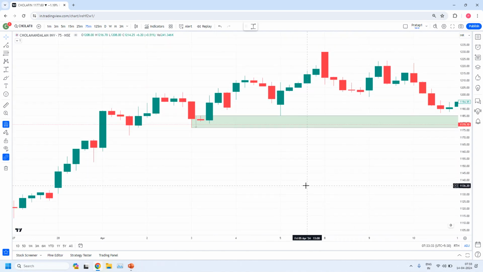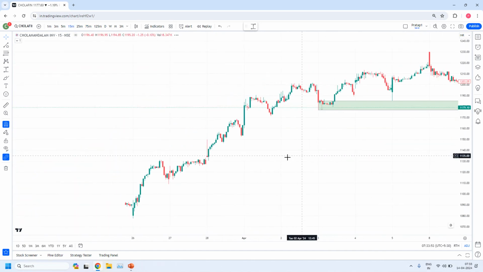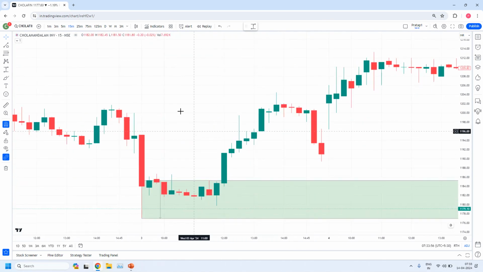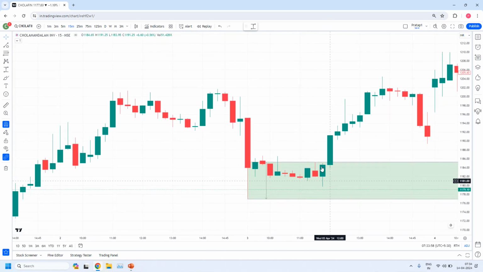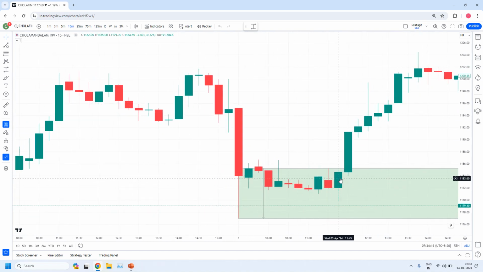Now what you have to do, we need to fine tune this zone till the 5 minutes level. And we need to identify a fresh fine tuned 5 minute zone. So I am changing the time frame to 15 minutes time frame. Now I should find a 15-minute zone that is overlapped with this 75-minute zone. This entire zone is a 75-minute zone. But now we changed the time frame to 15 minutes. And look into this. Here we have a leg candle and then two base candles and a rally candle.